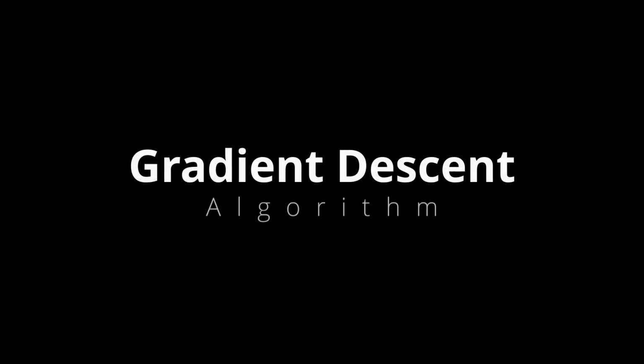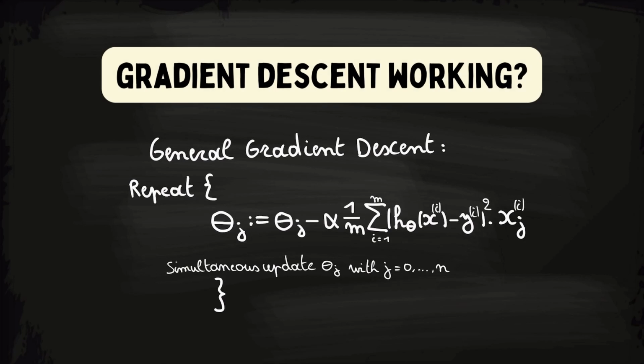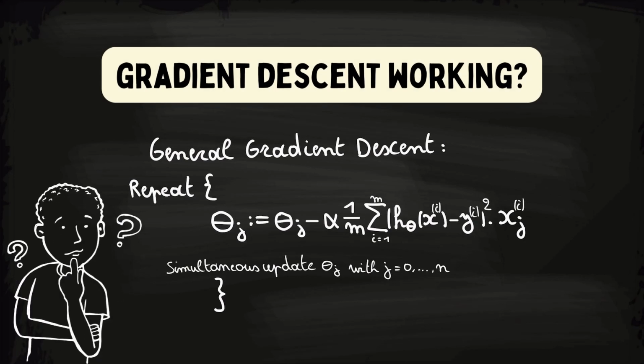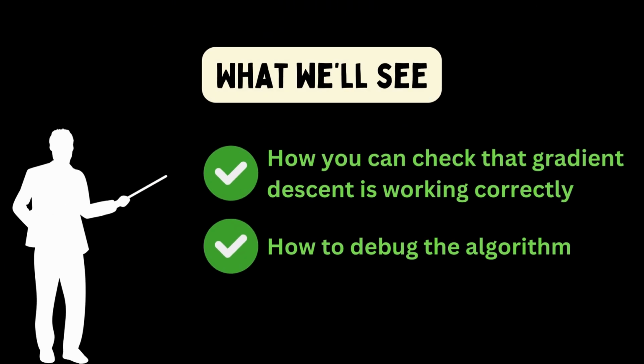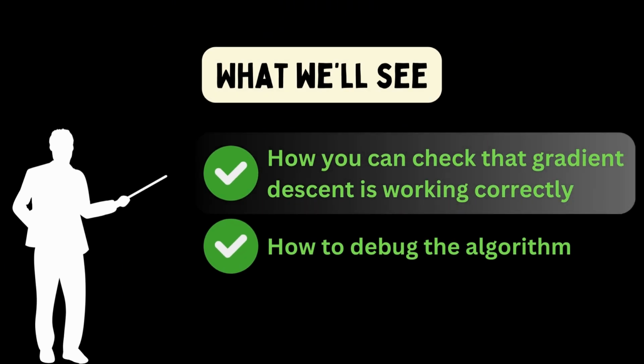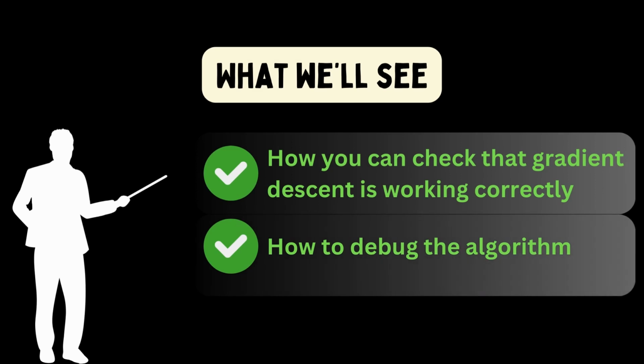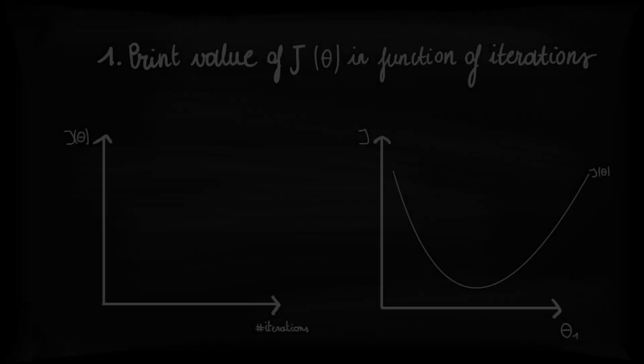Now that we understand the full gradient descent algorithm, how can we know for sure that the algorithm is working correctly? Well, that's what we'll see in this video. We'll learn how you can check that your gradient descent algorithm is working correctly and how you can debug it efficiently. Let's jump straight in.